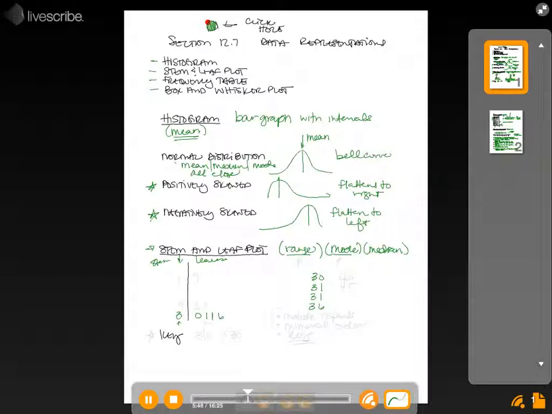And those would be our leaves. The stem is the tens place, and the leaves is the ones. Now let's say we had 40, 42. We'd put that here. Same thing, 45. We already have the stem, so we just add the leaf. We do include repeats.